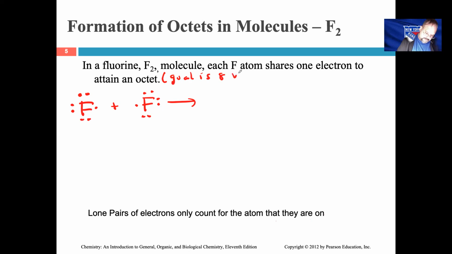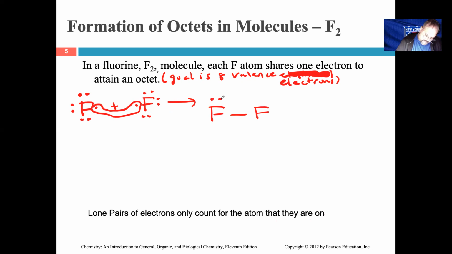So the goal is 8 valence electrons. All right. Just like for the majority of the elements in the periodic table. Just like for both fluorines, they each have 7. The goal is to get to 8 valence electrons. So again, instead of one gaining and one losing, what the fluorines decide to do is essentially they decide to share one valence electron between them. And when you do, you end up with something that looks like the following.